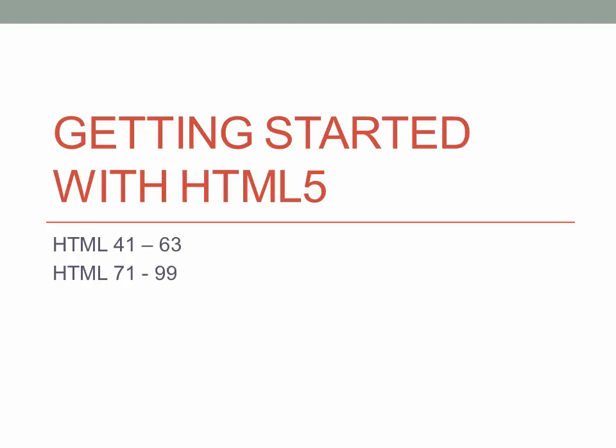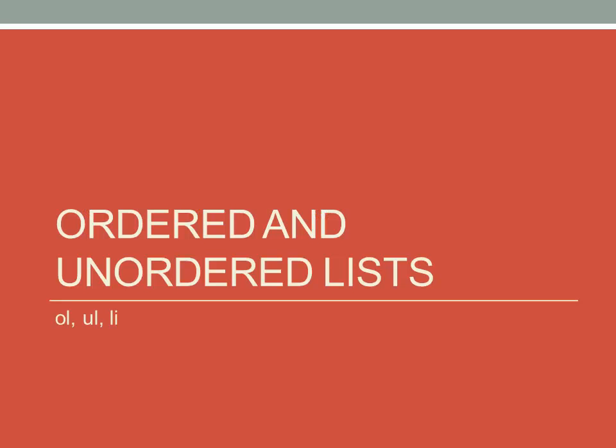We will now continue on with getting started with HTML5. This information comes from pages HTML 41 through 63, as well as HTML 71 through 79. In this brief video, we will focus on ordered and unordered lists.